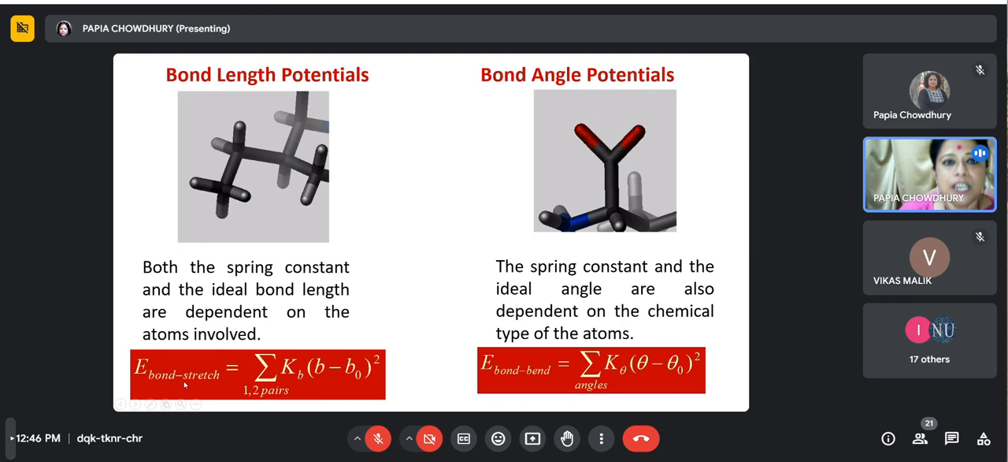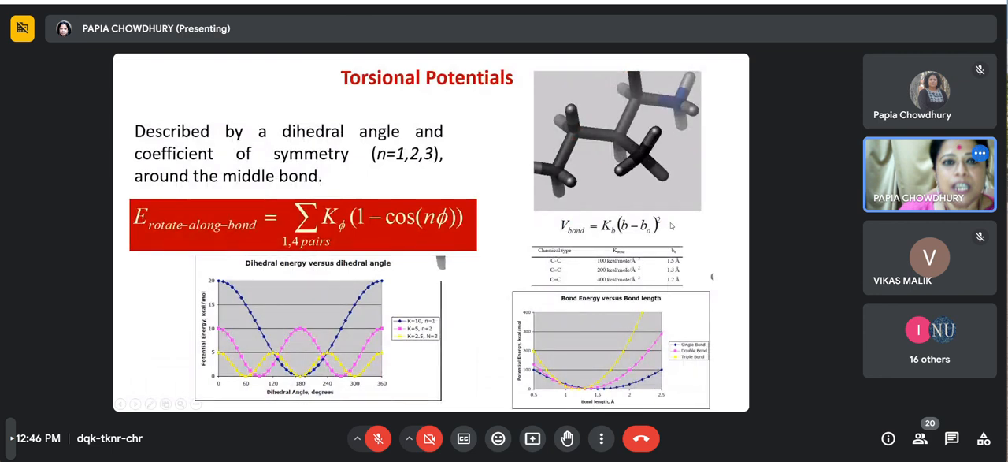Similarly, for the change in bond angle, this is also a parameter where the bond angle will change and we can get the value of theta. So in this case, the field depends on theta only. And the third one is the rotation of the bond. This is actually the torsional potential, and the parameter here depends on phi.